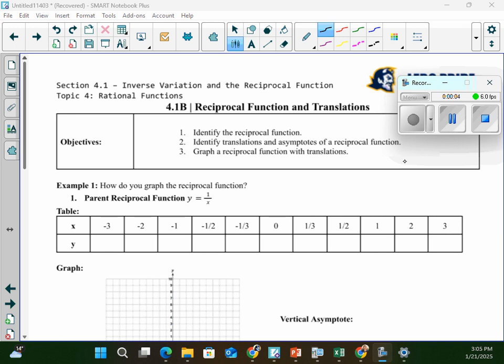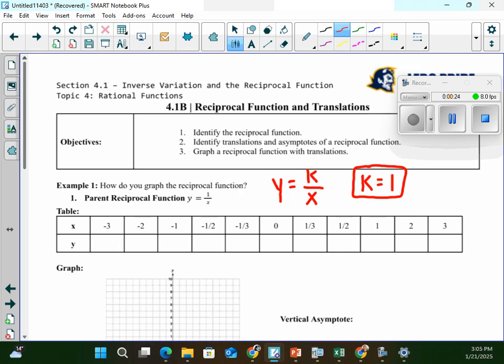This is a lesson on 4.1b, the reciprocal function in translations. If you can remember from the previous section, we talked about inverse variation, and we used the equation y equals k over x. Well, for today, we're going to take the most basic inverse variation. This occurs when k is equal to 1. When k equals 1, we have this function y equals 1 over x. We're going to call this a reciprocal function, and this is actually going to be the parent function, the most basic function of all inverse variations.